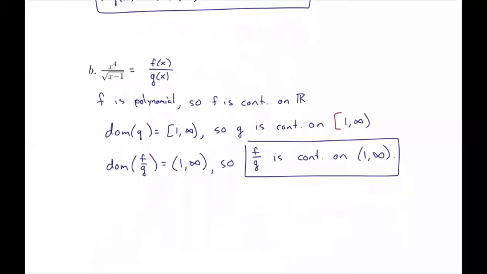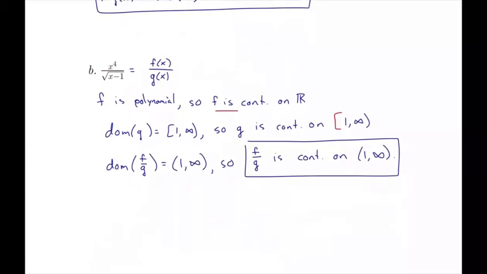But since f and g are continuous on their domains, and anywhere that g is not 0, we know that from 1 to infinity, which is the domain of this ratio of functions, f over g is continuous from 1 to infinity. So we restrict the domain, in the set of numbers where the function is continuous, by whatever the domain of each function is, right?